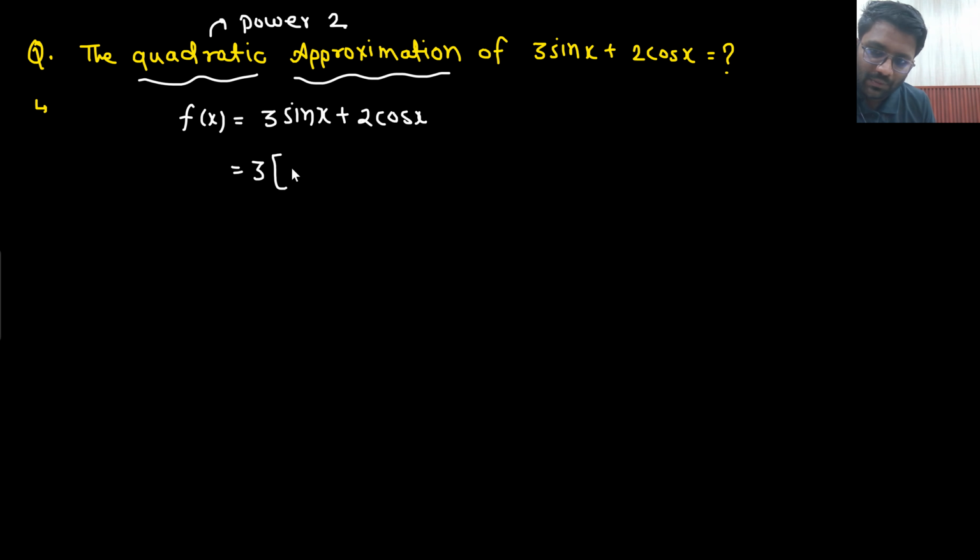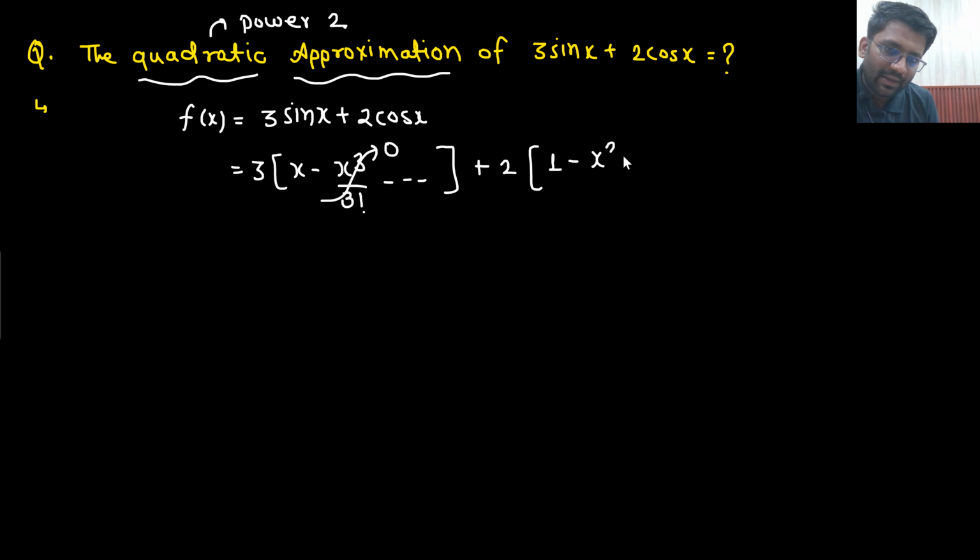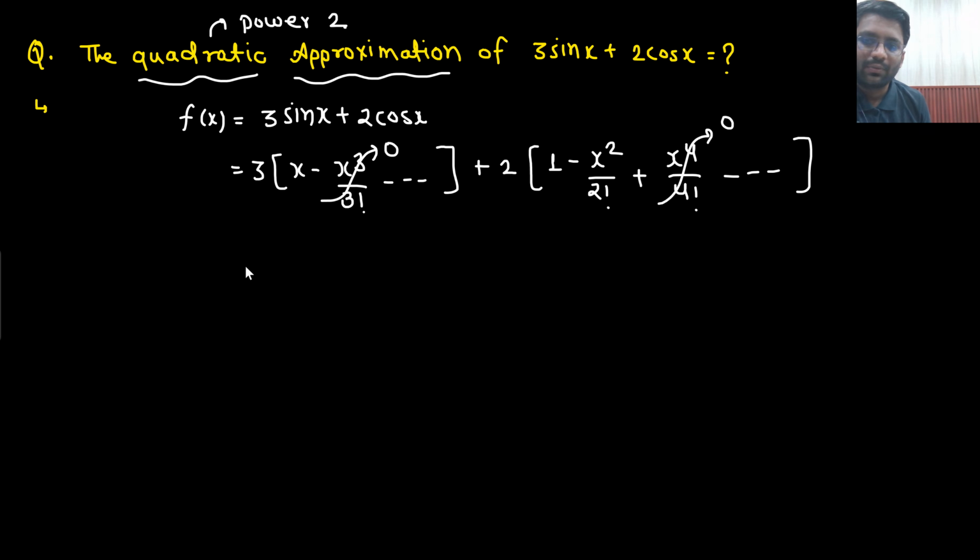So 3 into sin x will have x minus x cube by 3 factorial and so on. But will I care about this? No, no care about this. So for sin x only x would come, because the next power is x to the power 3. I need to care till power 2 only. Plus 2 times cos x. What about cos x? 1 minus x square by 2 factorial plus x to the power 4 by 4 factorial. Will I care about x to the power 4 and so on? No, I only need to care till power 2. So what will be the answer?